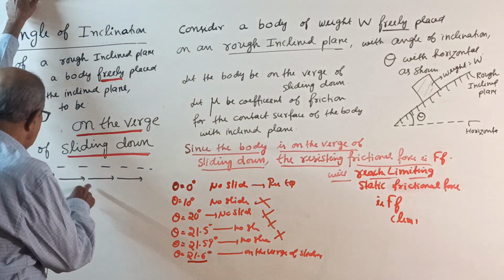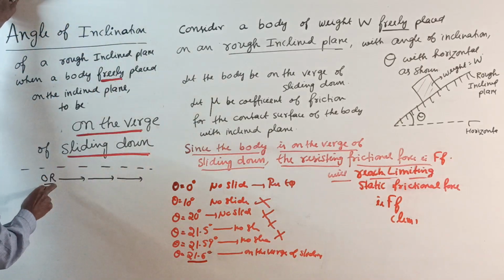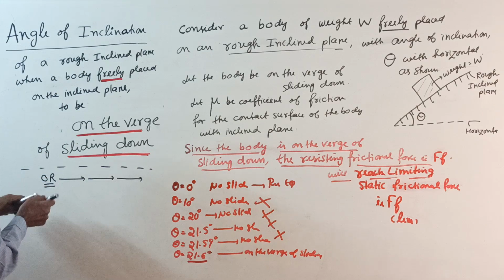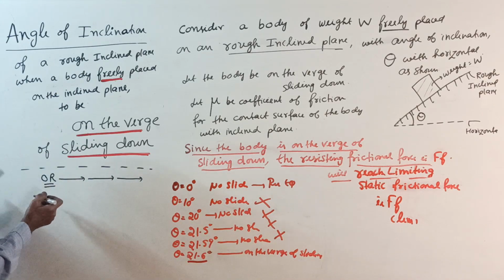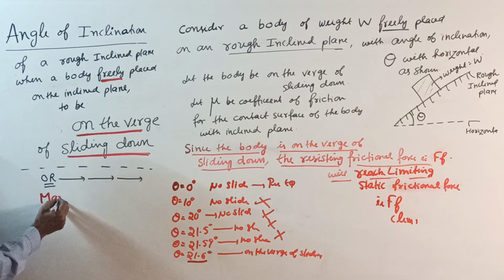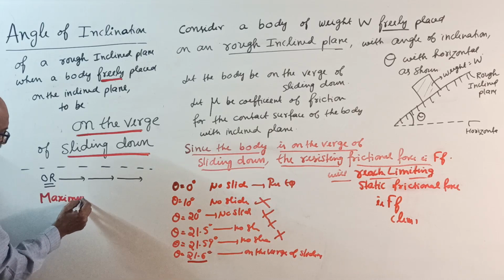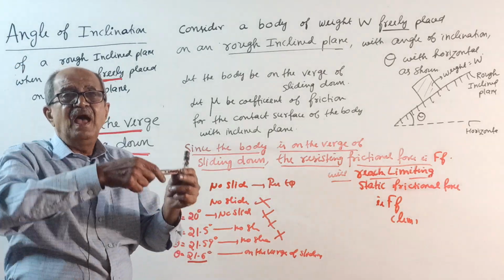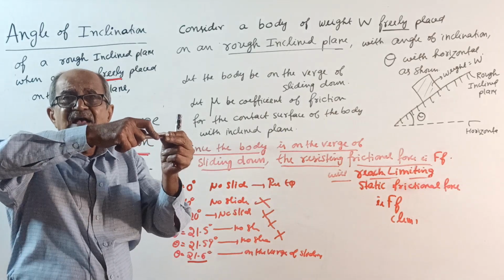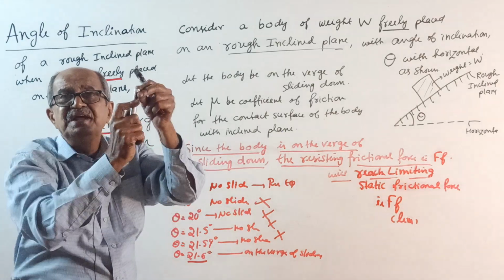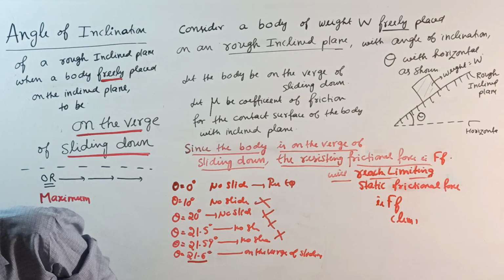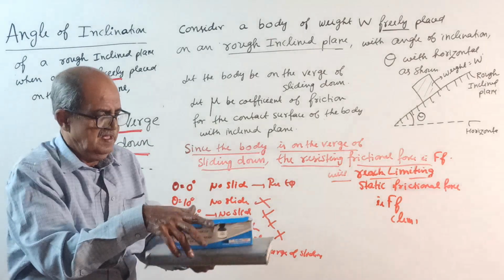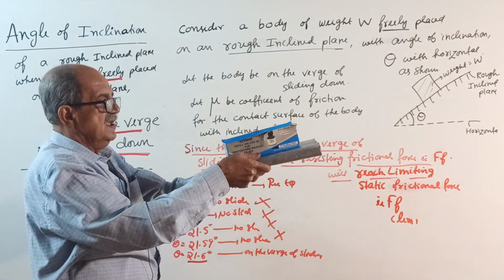Or you can also tell one more thing. We are finding the maximum. Why maximum? Because there is a limit. As you increase the angle, there is a maximum limit. If you exceed the limit, it slides. So it is a maximum limit.